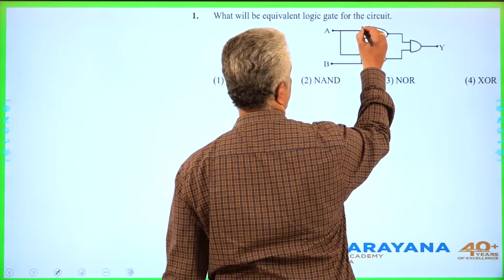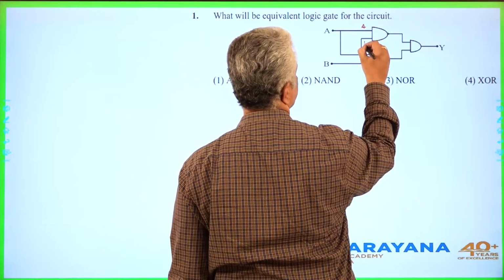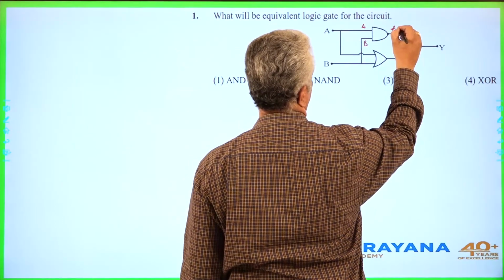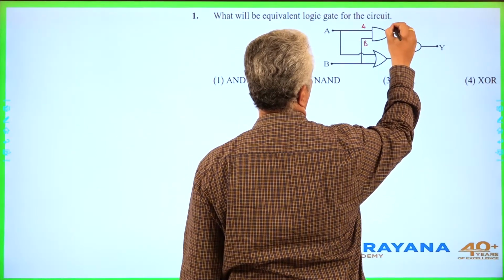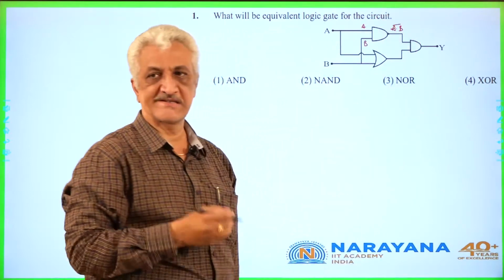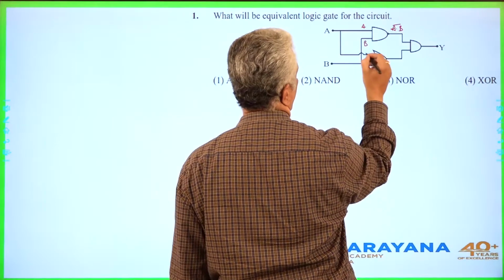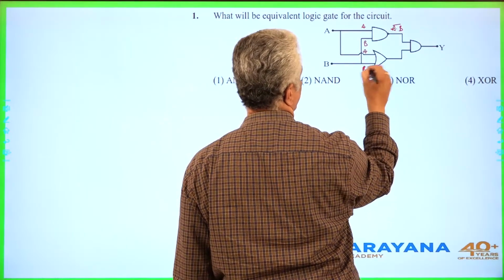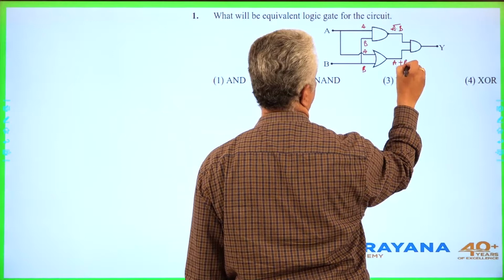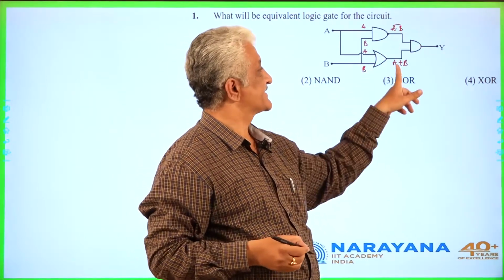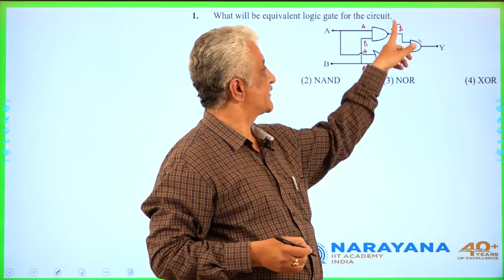First, when A is coming here, B is coming here, this becomes (A dot B) whole bar, which is AND gate, AND gate inverse, NAND gate. And this is A plus B, which is OR gate. This is NAND gate, this is OR gate. This is AND of these two here.